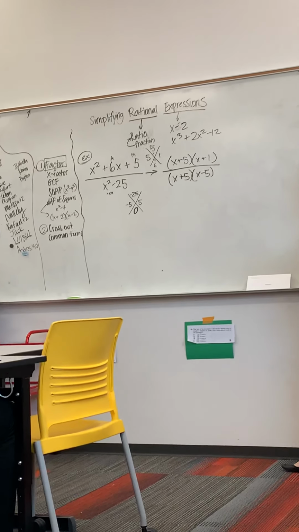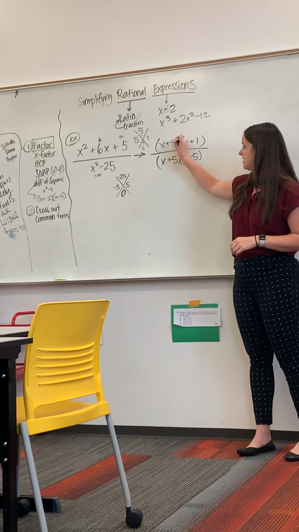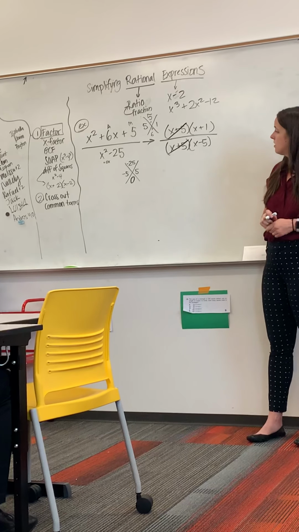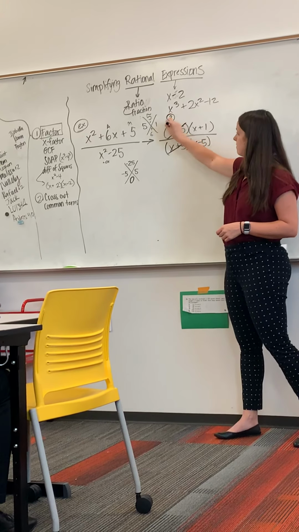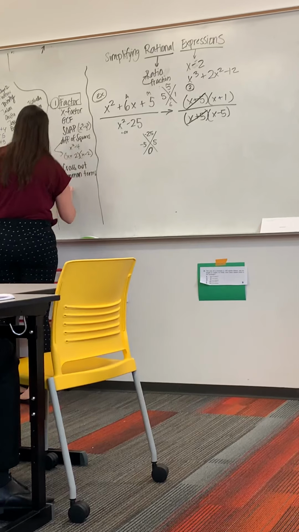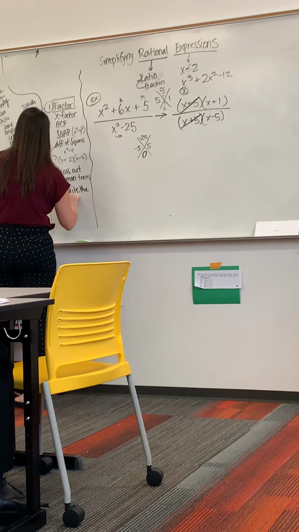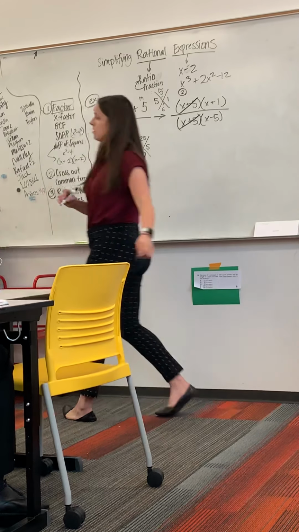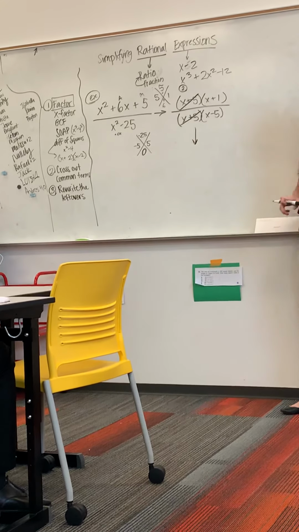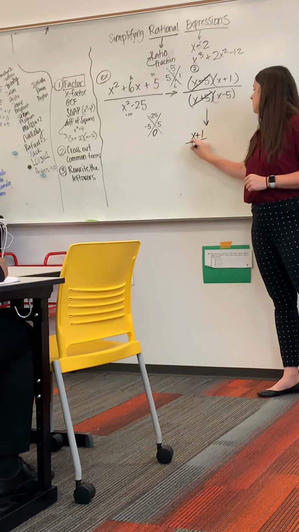Do I have any terms that are the same here? Yeah, so x plus 5 and x plus 5 are the same, so I can cancel each of those terms here. That's going to be my second step, to cancel. My third step is to rewrite the leftovers. So I'm going to move here to rewrite. What do I have left over once I cancel those things? X plus 1 over X minus 5.